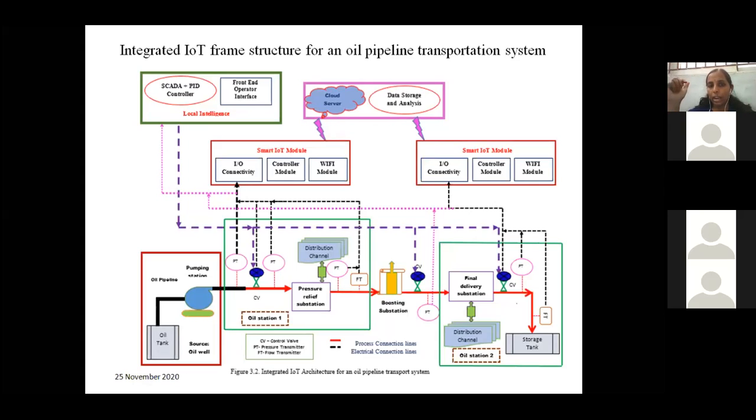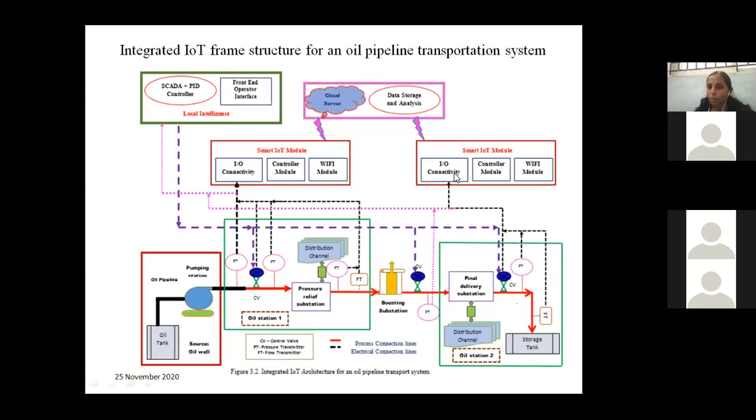So what I have tried with this: I need how many IOs, inputs and outputs, I need these facilities. With the help of that, we have fabricated a smart IoT. Like this pump, and this is station number 1, station number 2, and all these data can be communicated to your IoT module. So what does this IoT module consist of?